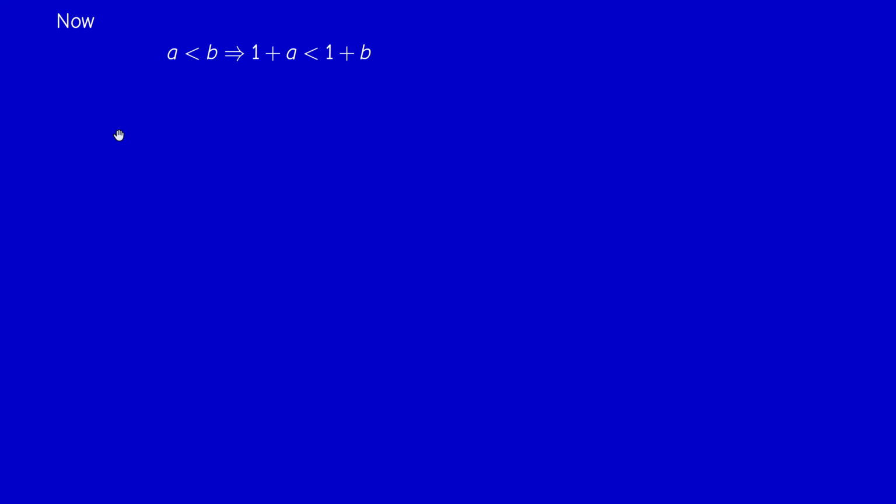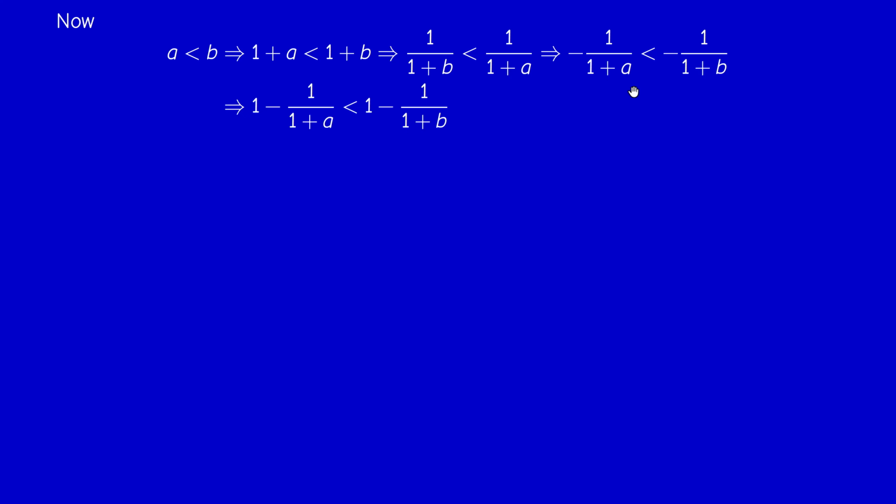Okay, so if a is less than b, then 1 plus a is less than 1 plus b. So when I take the inverse, because everything is positive here, 1 over 1 plus b is less than 1 over 1 plus a. And when I take the minus sign again, I flip the order. So I flip twice the order. So I get the correct order finally. Okay. And then I add 1, and this means that f of a is strictly less than f of b, so f is increasing. Okay, this is an algebraic proof.